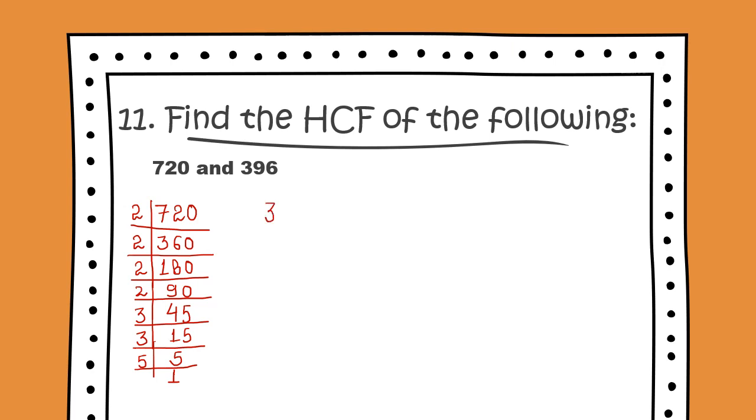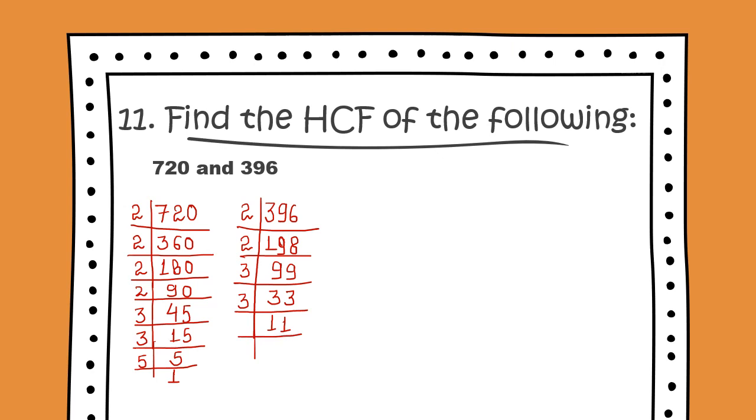Now find the prime factors of 396. 396 is divisible by 2. 2 ones are 2, 1 left, 1 and 9 make 19, 2 nines are 18, then 1 left, 1 and 6 make 16, 2 eights are 16. 198 is again divisible by 2, so 2 nines are 18, and 99. It is divisible by 3. 3 threes are 9, 3 threes are 9. Now again we can divide 33 by 3, 3 ones are 3. Now 11 is divisible by 11 only. 11 ones are 11.